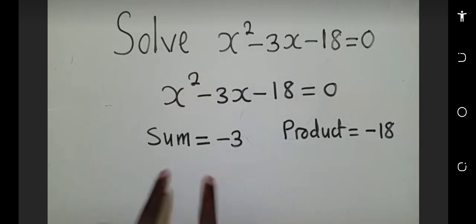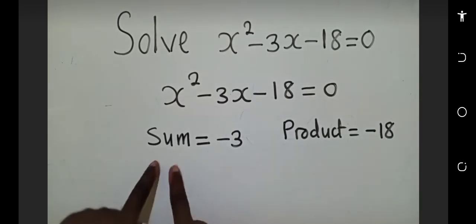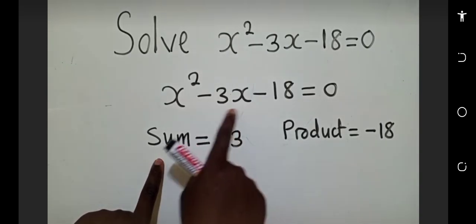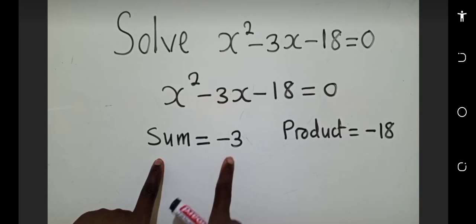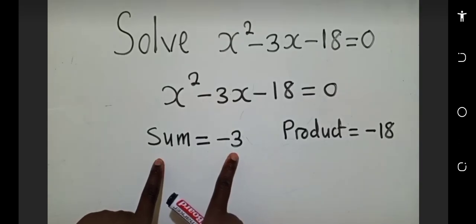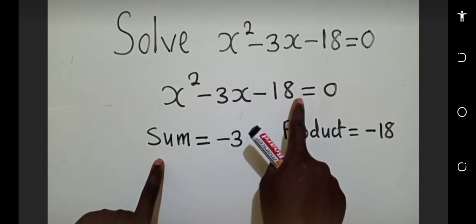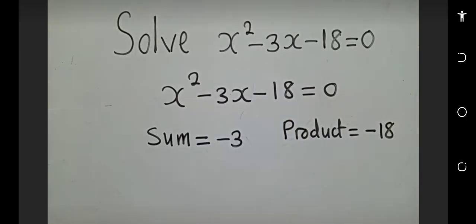Now how do I know that this is a sum and this is a product? Where there is x here, whichever number is in front, it's a what? It's a sum. And where there is a number, this constant without a letter, it's a product. So this is what you need to know, okay?